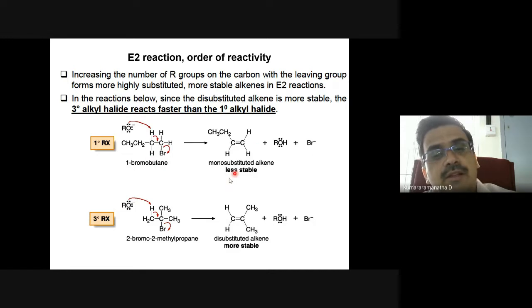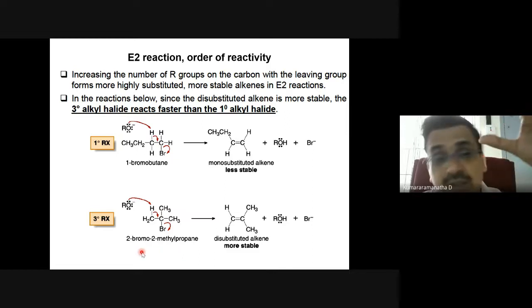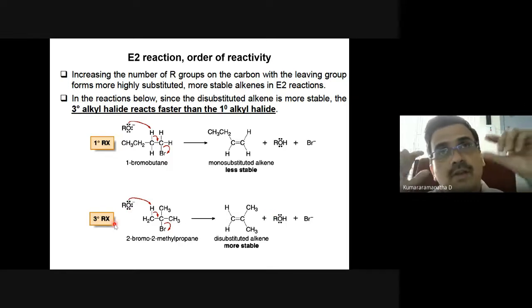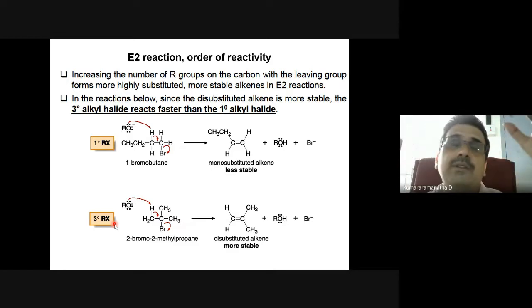Okay, so you get a very unstable mono-substituted alkene, but when you take a tertiary one, for example, bromo-methylpropane, you get a di-substituted, more stable alkene. Because do remember, we just showed you a scheme where tertiary carbons show high E2 reactivity as compared to primary ones.